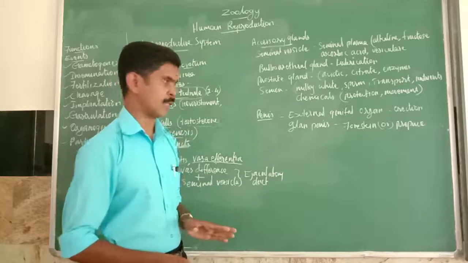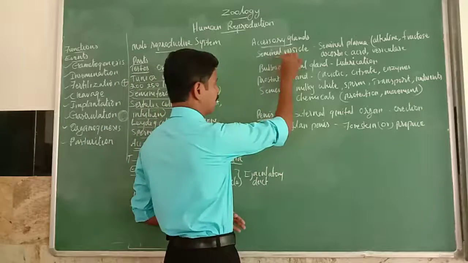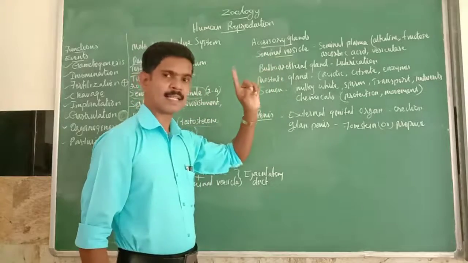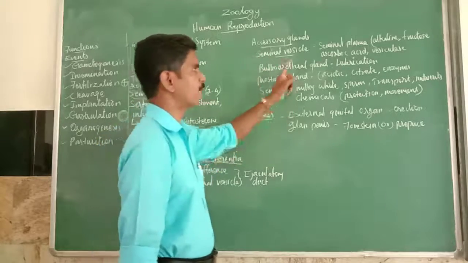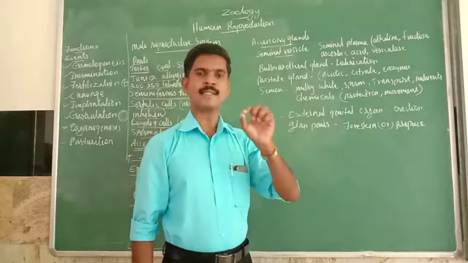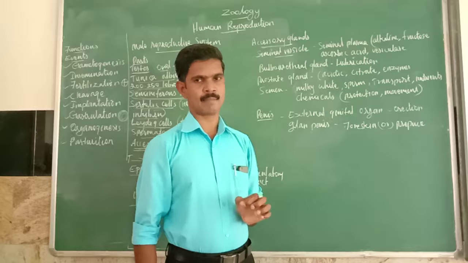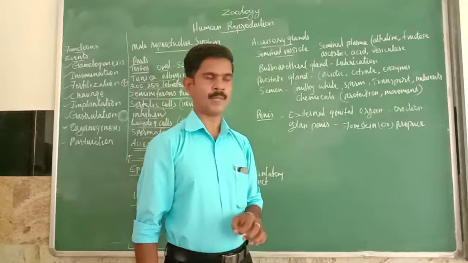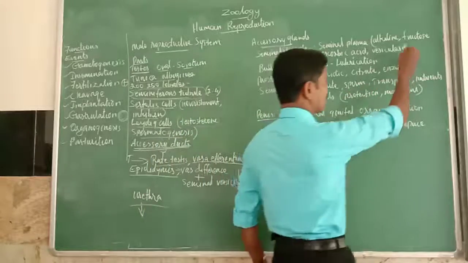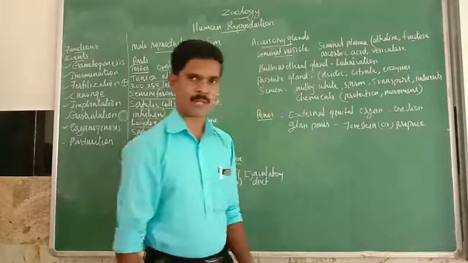Listen very carefully. The first gland is the seminal vesicle. This seminal vesicle gland secretes a fluid called seminal plasma. This seminal plasma is alkaline in nature, and it consists of a sugar. The name of the sugar is fructose.